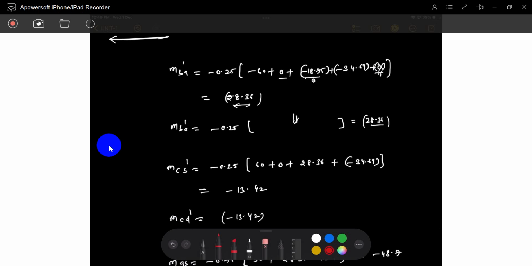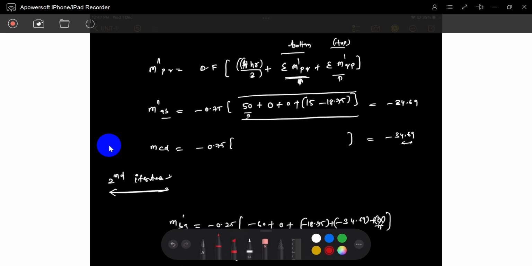If anyone has any doubts, ask me, otherwise leave. Tomorrow I will solve another problem in this sway analysis, and I will explain what we have to do if the story height is different. In the next classes I have to complete this topic, Kani's method. That's it.